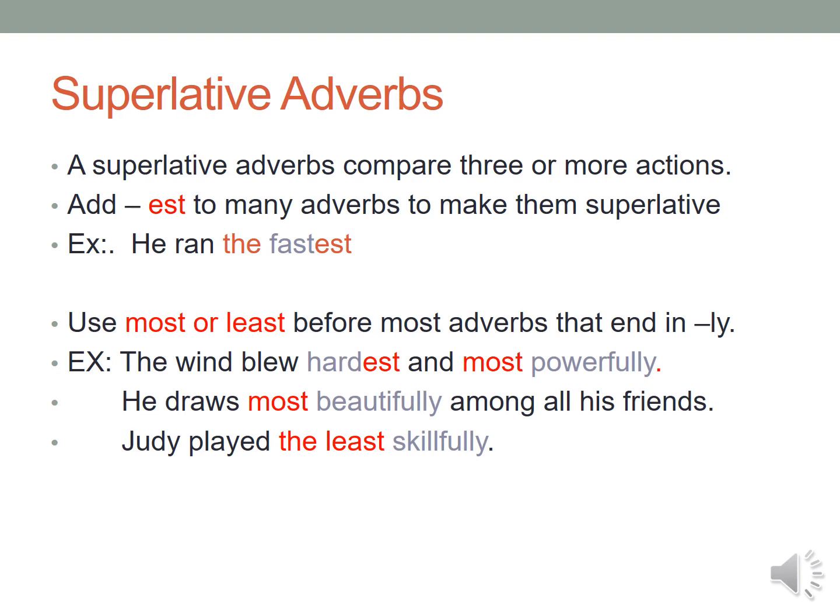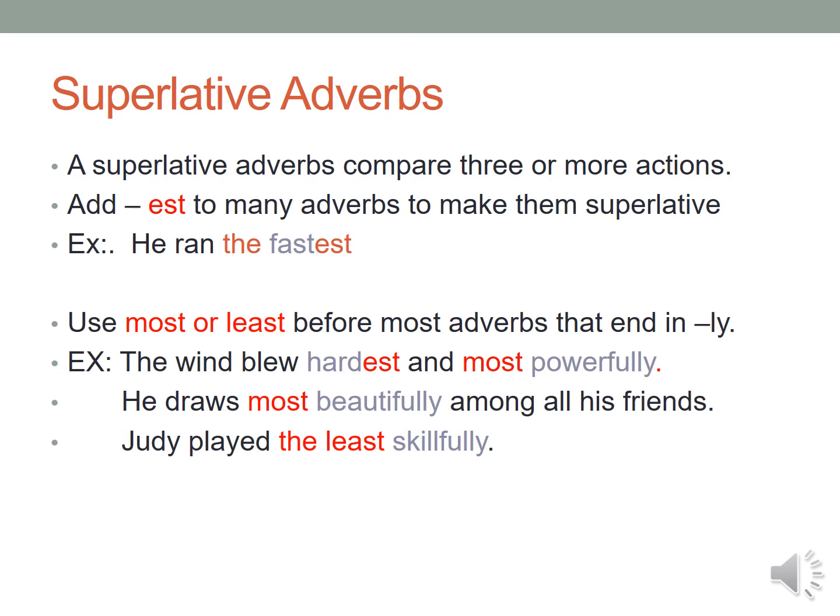How can we form the superlative here? We will begin with the irregular adverb, fast. Here we have the example, he ran the fastest. Where is the verb? It's ran. How did he run? He ran fast. We want to make it superlative, so here we add the before the adverb and -est after it. So it will be, he ran the fastest.